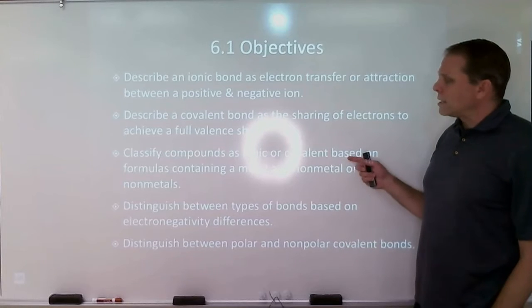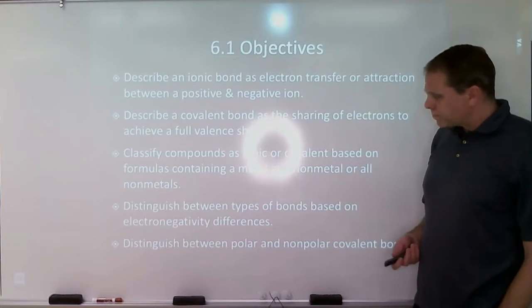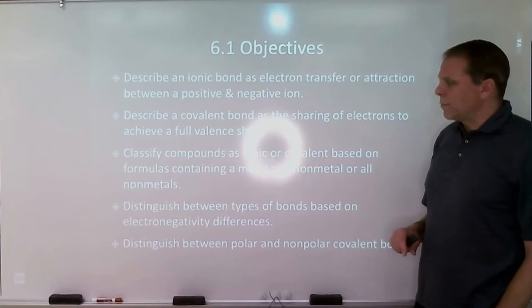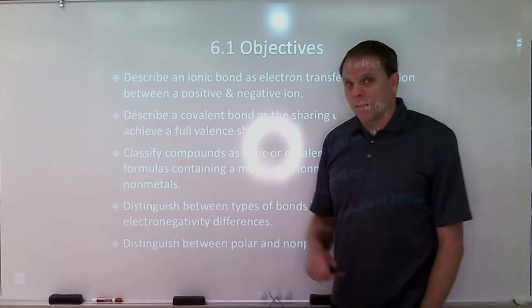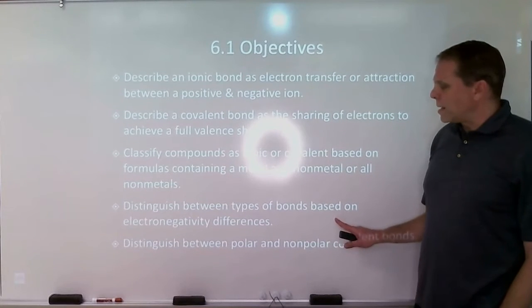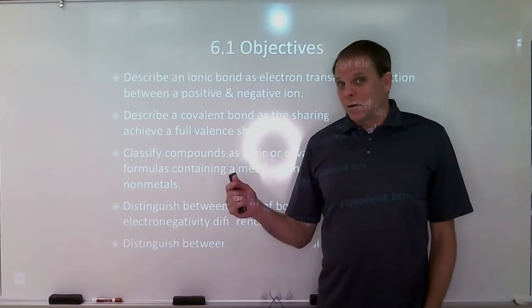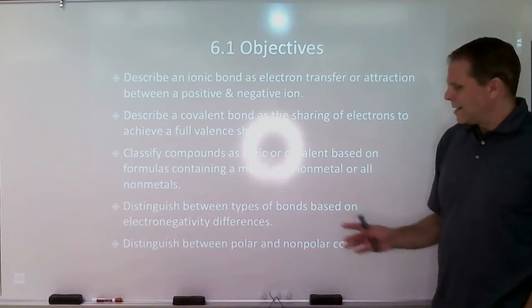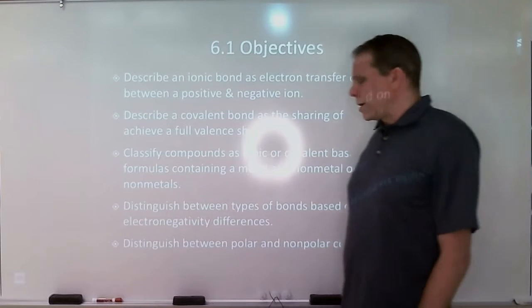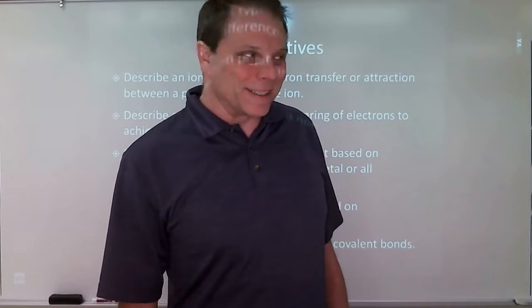And then we're going to classify different compounds as ionic or covalent based upon various formulas. And we're going to look at the fact that it might be a metal-non-metal combination for ionic compounds and two non-metal combinations for covalent compounds. And then we're going to look at the different types of bonds based upon their electronegativity differences. And that's where we're getting into the nitty-gritty of the gray stuff, where we have a line that might not be so gray. And then we want to talk about the difference between polar and non-polar covalent bonds. We've got lots of different types of bonding that we want to talk about here today.